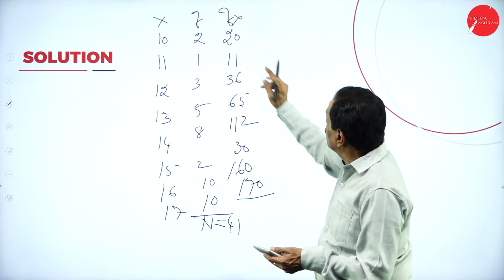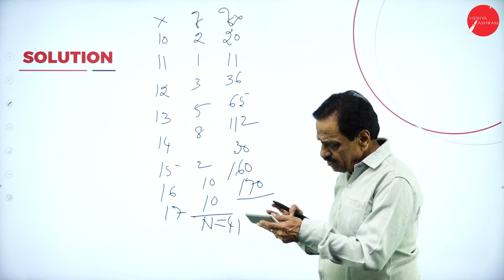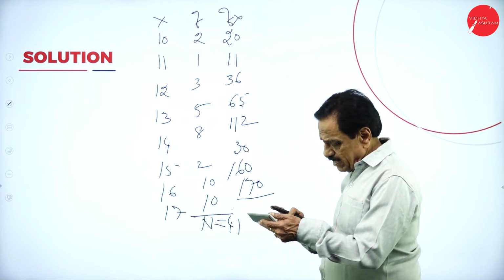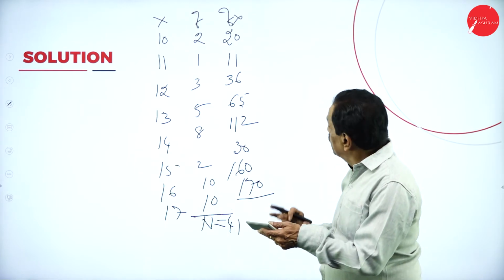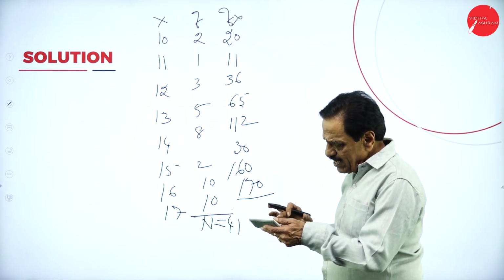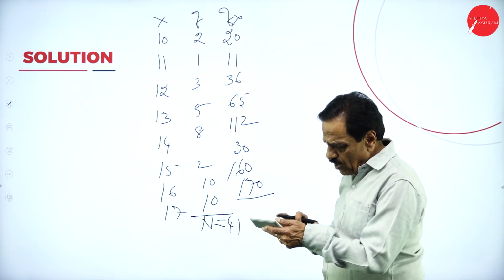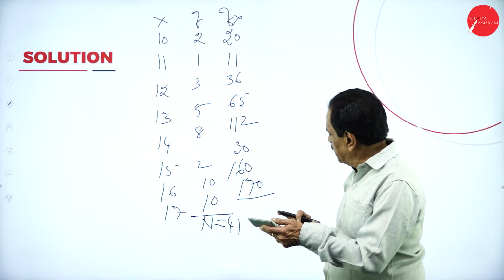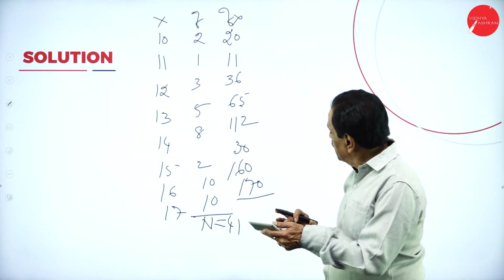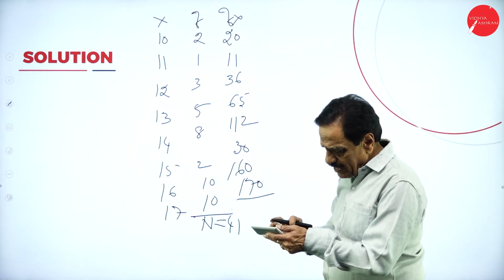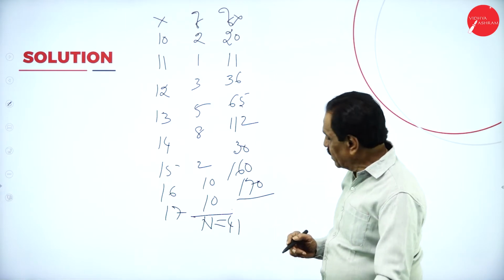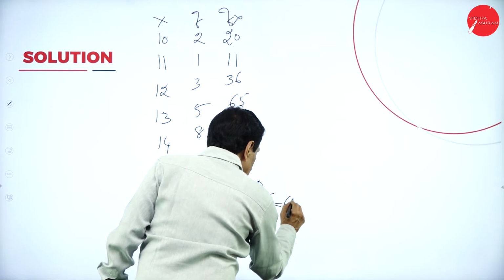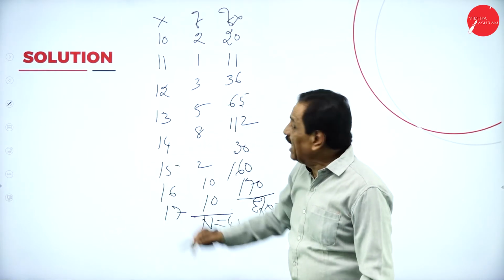What is the first figure? 20 plus 11 plus 36 plus 65 plus 112 plus 30 plus 160 plus 170 is 604. Sigma fx is 604. What did I do? I added the figures.